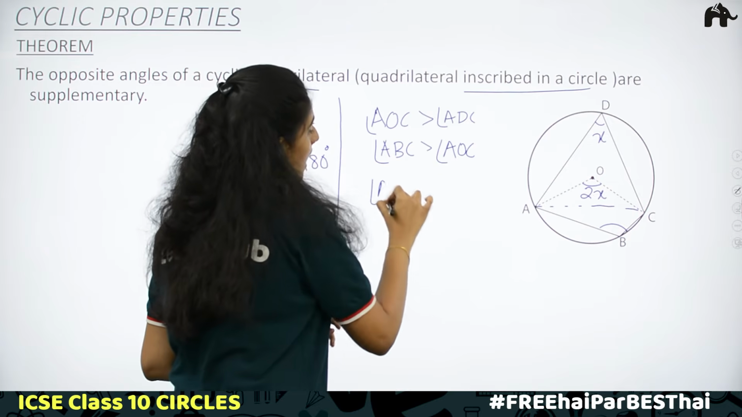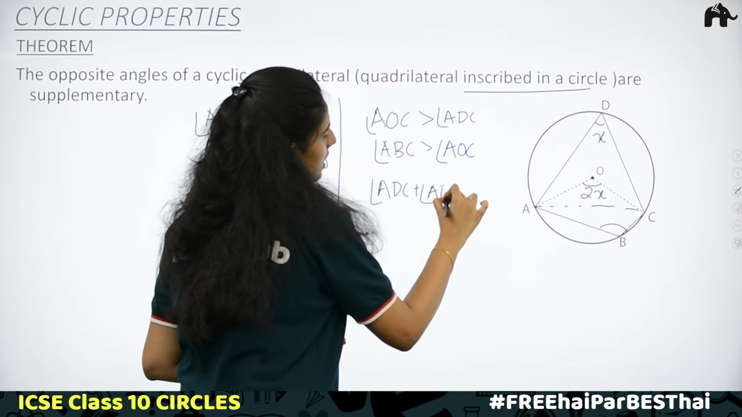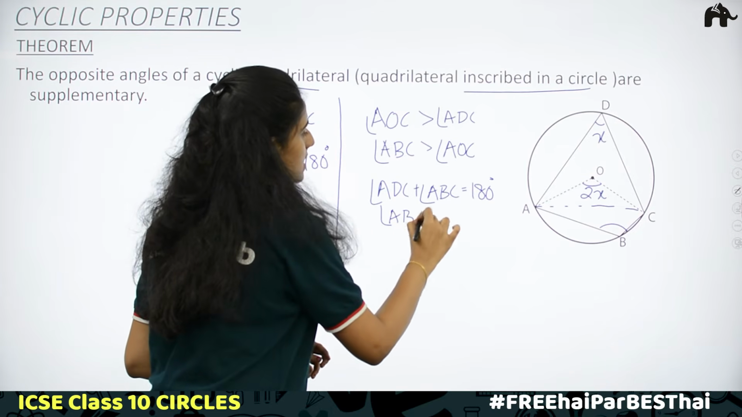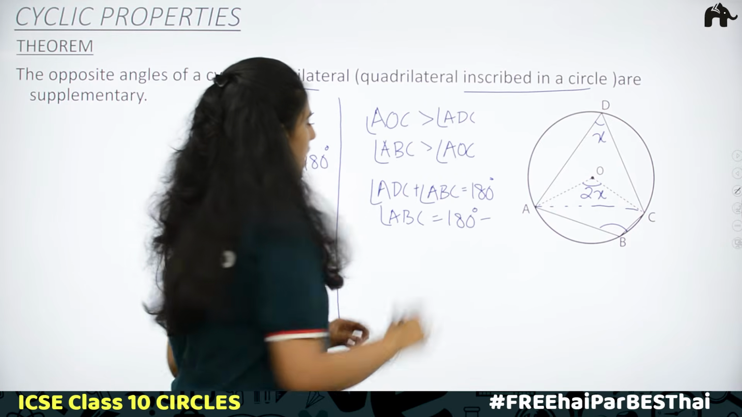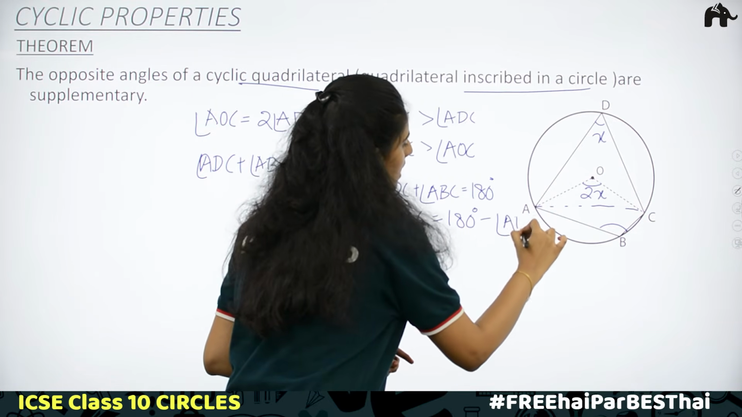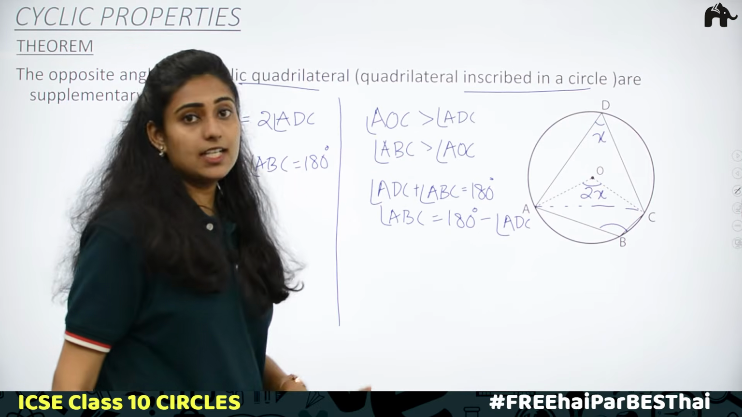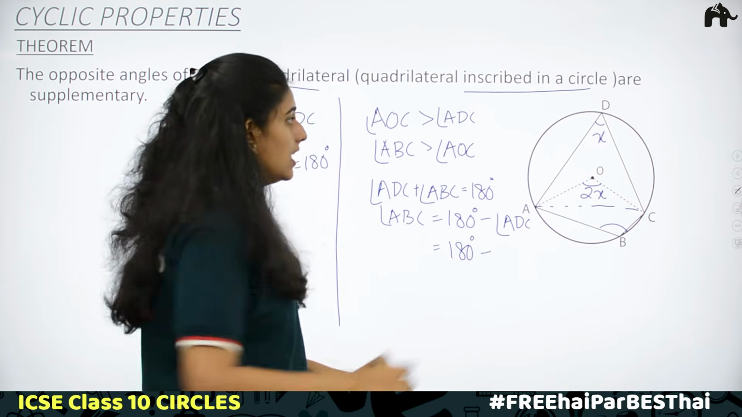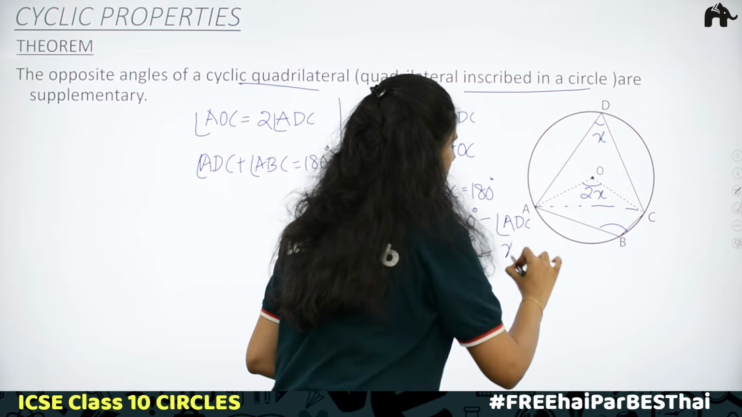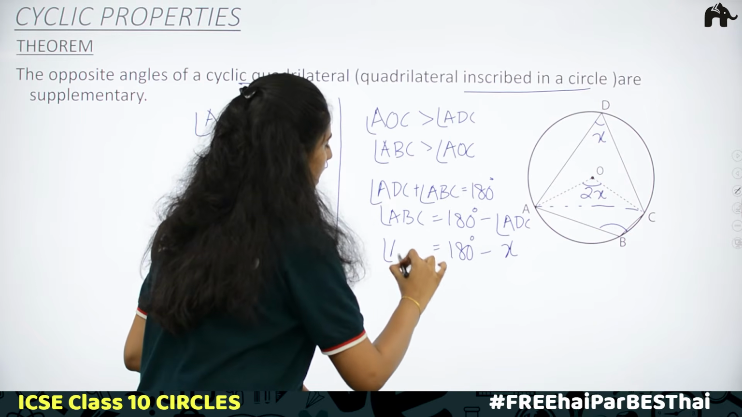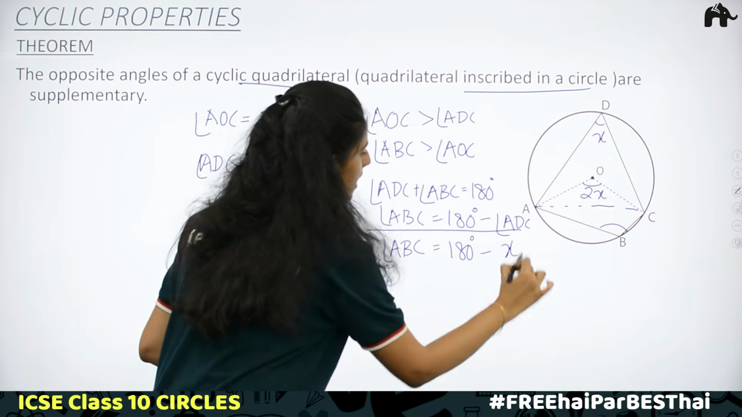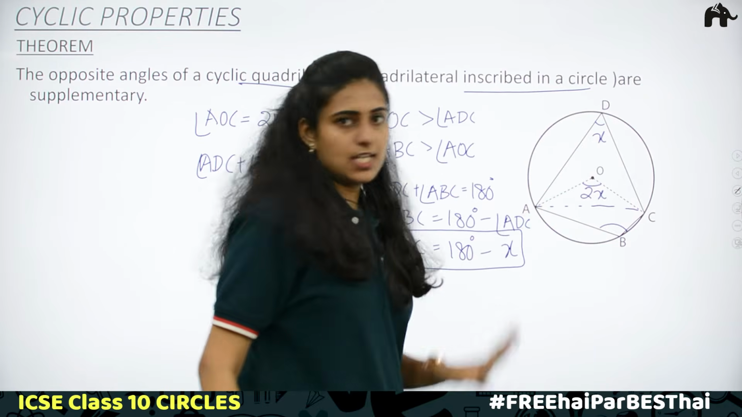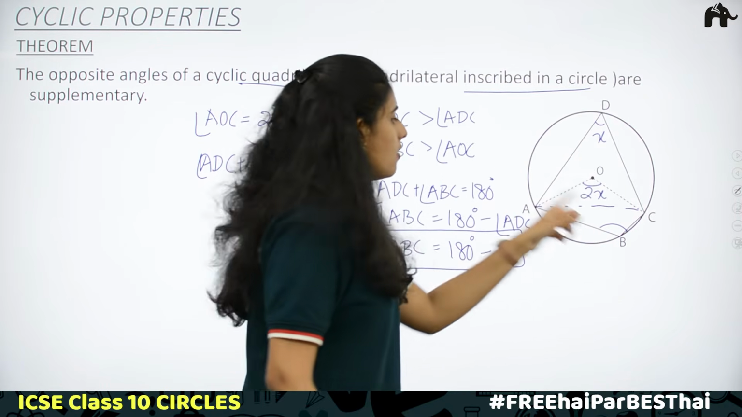We have angle ADC plus angle ABC equal to 180 degrees according to the theorem. Then angle ABC will be equal to 180 degrees minus angle ADC. Now put the measures. What is ADC? ADC is this angle which is x. Therefore, angle ABC is 180 degrees minus x. If you know this angle, we can find the opposite angle. We just have to subtract this angle from 180 degrees.